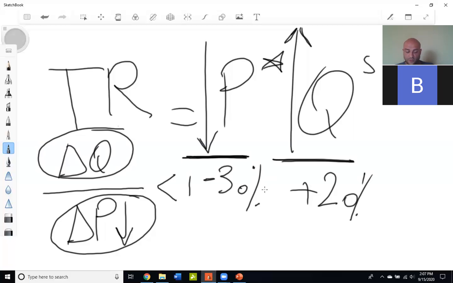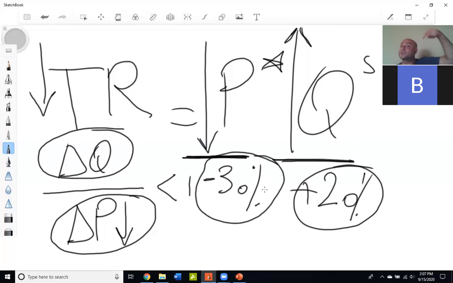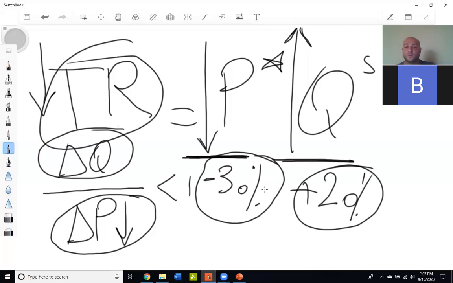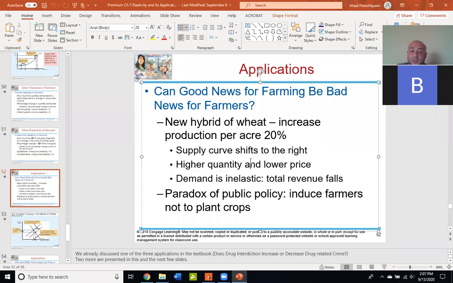Therefore, your total revenue would go down. This goes up by 20%, that's a good thing. This crashes, this goes down by 30%. That's a very bad thing. So your total revenue would end up going down. That's why new farming technologies actually end up hurting farmers. Farmers would go bankrupt.